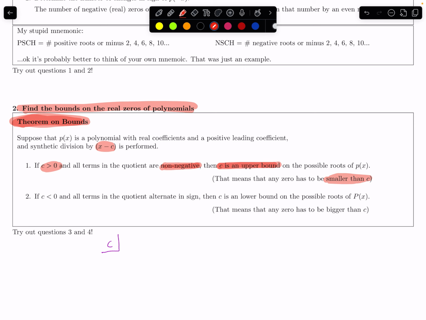What if c is negative and all the terms in the quotient alternate in sign? So alternating sign in the result. Then c is a lower bound. That's the opposite: any zero has to be bigger than that c. So you're going to have one negative value and one positive value, and all your zeros have to be between those two c's.